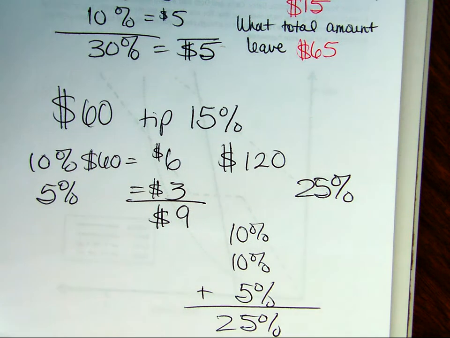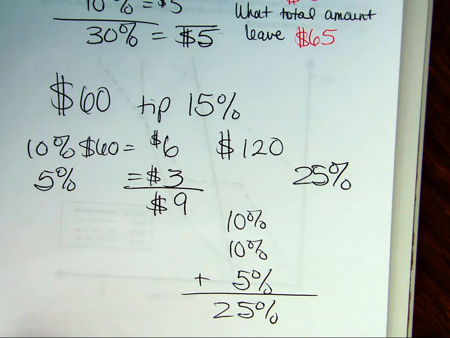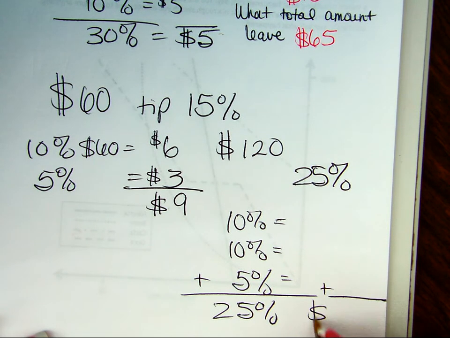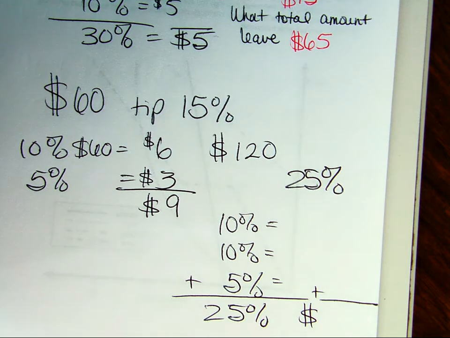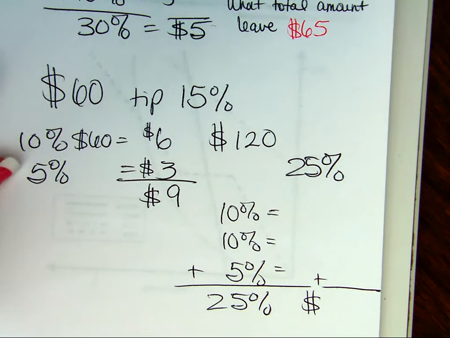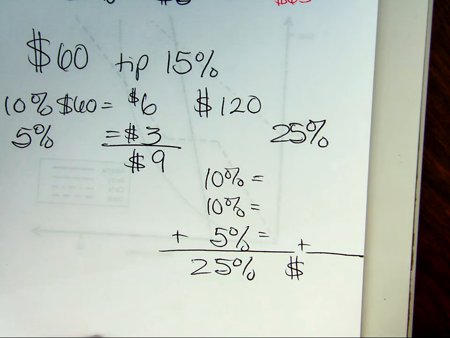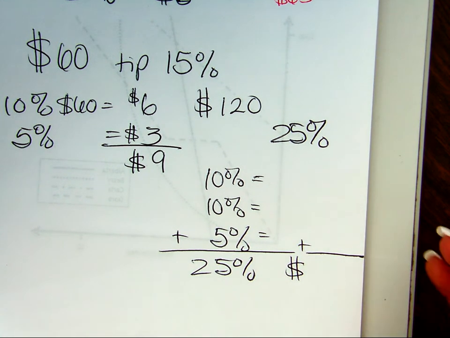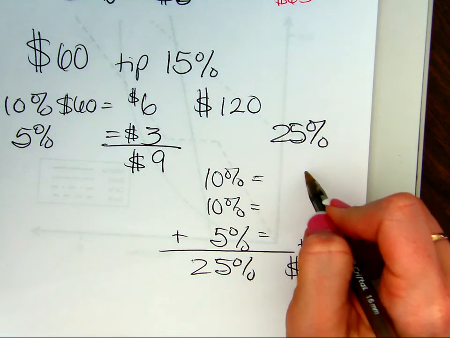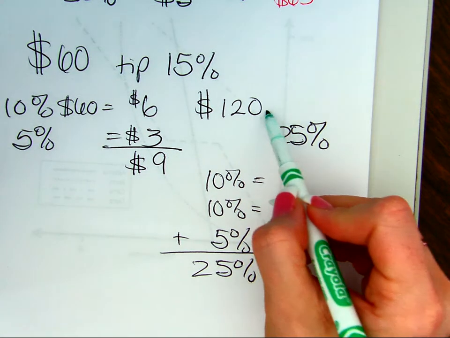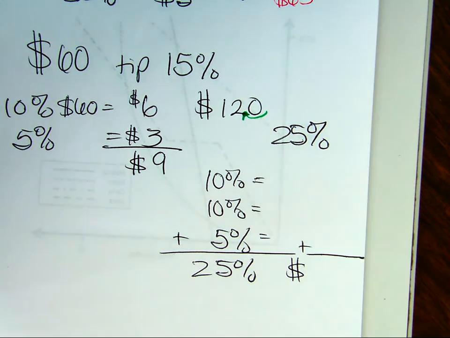Okay, will that help you a little bit right there? So that's not a bad model to use. And then I'm going to ask you for another way. It all begins with, can you find 10%? If you can't, this is going to be hard.